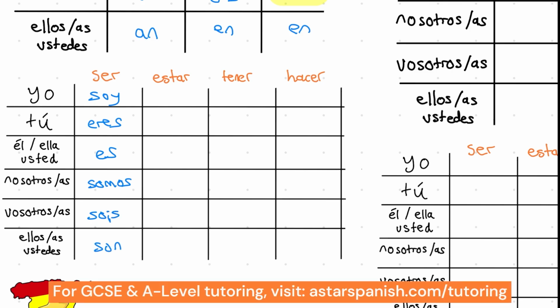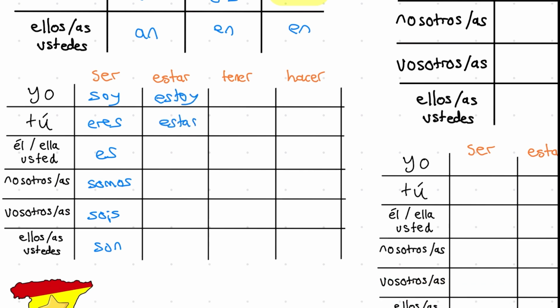Then estar becomes estoy, I am. Estás, you are, with the accent on the A. Está, he, she, or it is. Estamos, estáis, and están.